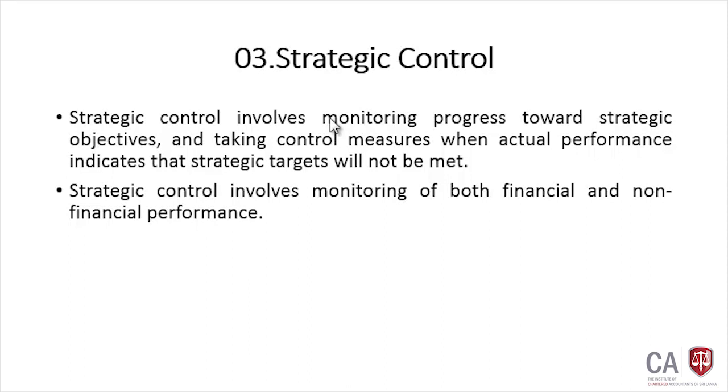Normally, the balanced scorecard model tries to identify four different perspectives: financial perspective, then customer perspective, internal business perspective, the learning and innovation perspective.